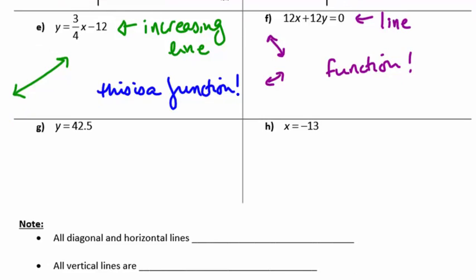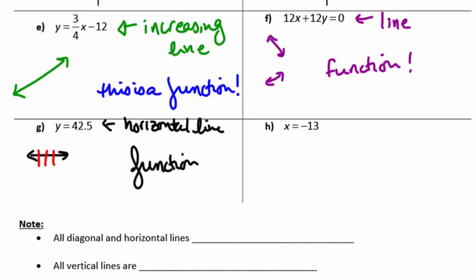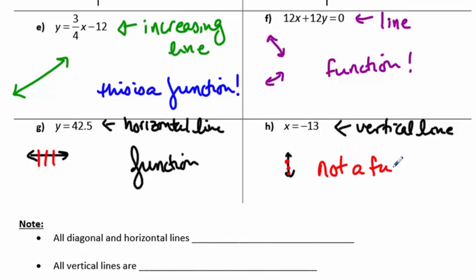In part G, the equation is y equals 42.25. Remember that an equation that has y solved for like this, no variables on x, does represent a horizontal line. This is the graph of a horizontal line. Horizontal lines will pass the vertical line test, so this is a function. And for part H, if the equation is of the form x equals a number, this is a vertical line. Vertical lines cannot be functions since they don't pass the vertical line test. They're going to have lots of dots along the vertical line. So this one is not a function.